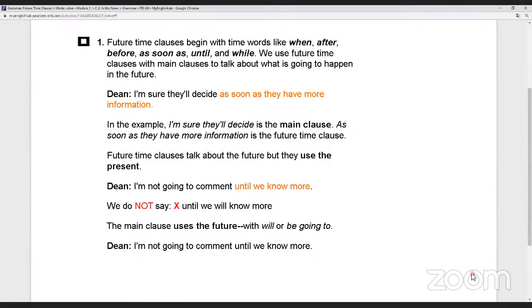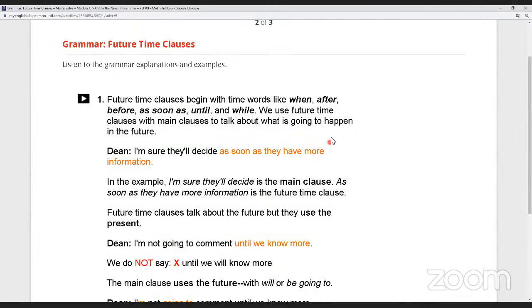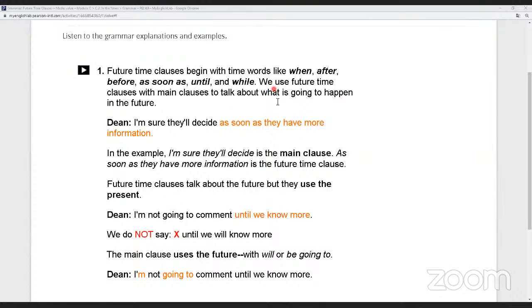The main clause uses the future with will or be going to. I'm not going to comment until we know more. Okay, so we have these two. Let's take the example directly, right? I'm sure they'll decide as soon as they have more information.